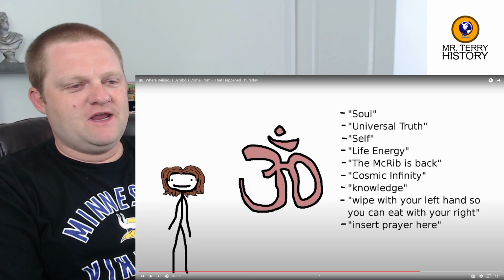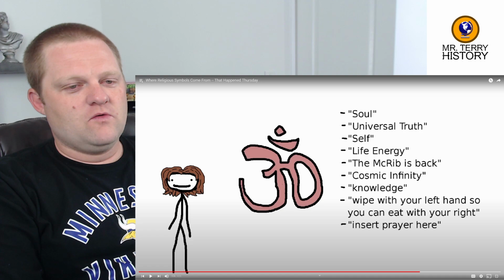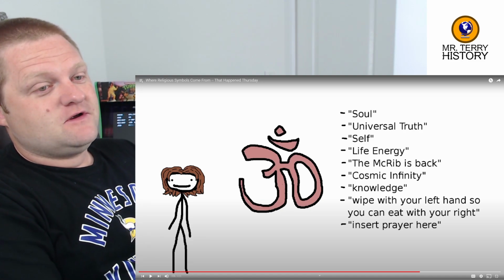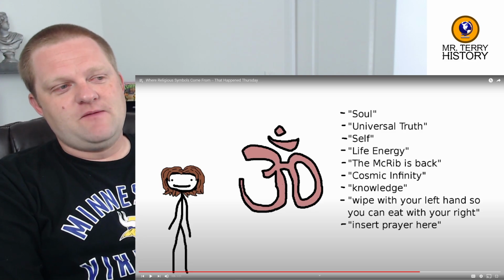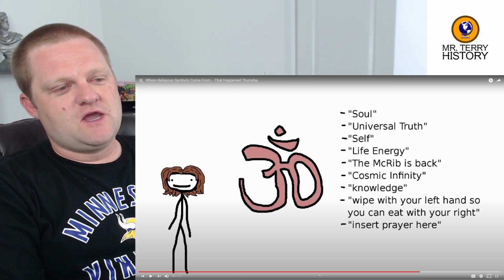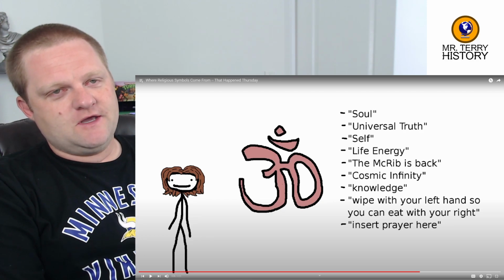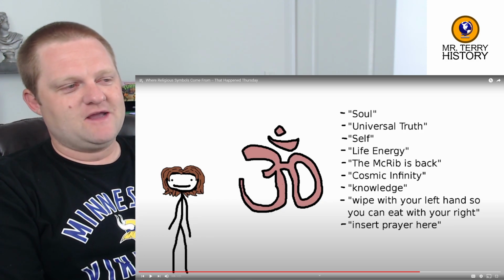The McRib is back. I don't think I've ever had a McRib. Is it actually good? Wipe with your left hand so you can eat with your right. That's about pooping. Yeah, that's what they said back in the day, because you're going to get kind of gross, you know, cleanliness in old times. So just make sure you're not cross-contaminating.